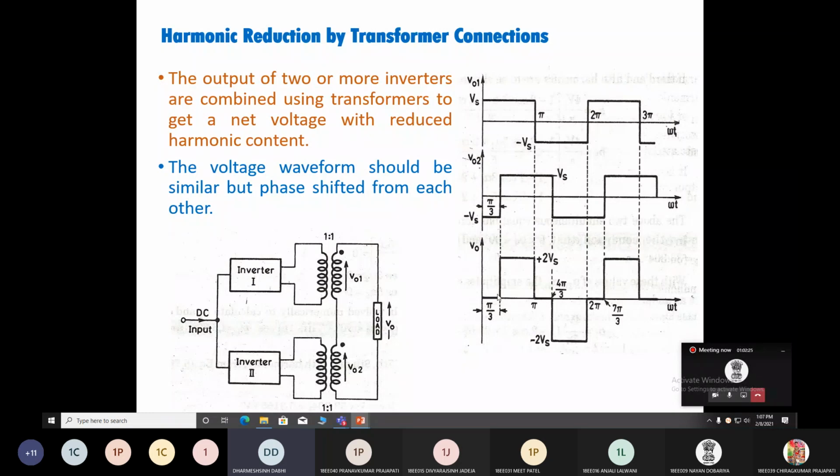So in this way also you can modify the output voltage as well as reduce the harmonics. If you do the harmonic analysis of this waveform, you get a lower value of the dominant order harmonics. The lower order harmonics become less as compared to the square wave output. So this is the second method of reducing the harmonics, by the transformer connection.